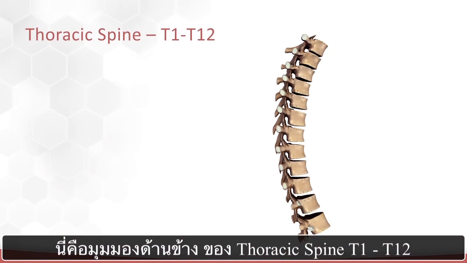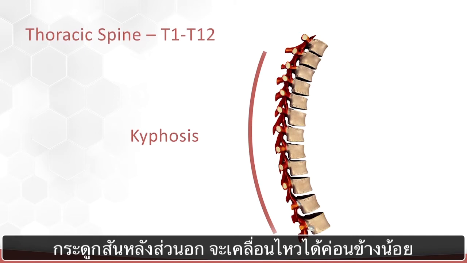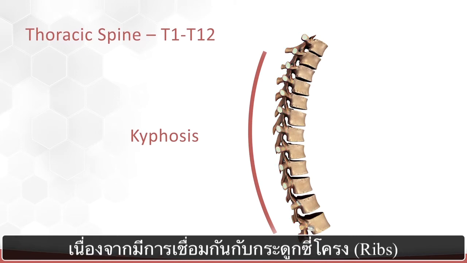This is a lateral view of the T1 through T12 thoracic vertebrae. Notice the kyphotic curvature of the thoracic spine and long spinous processes that overlie each other. Each vertebra has costal facets where the ribs attach. Because of the rib attachments, the thoracic spine is very stiff, as opposed to the cervical and lumbar spine, which are more mobile.